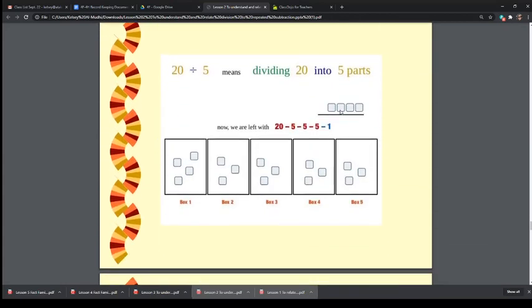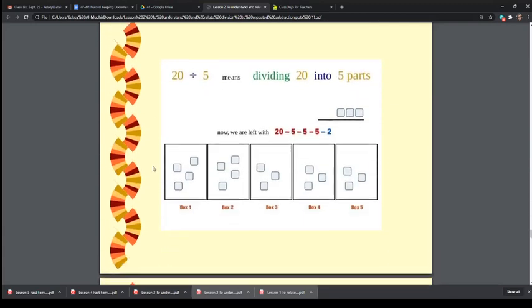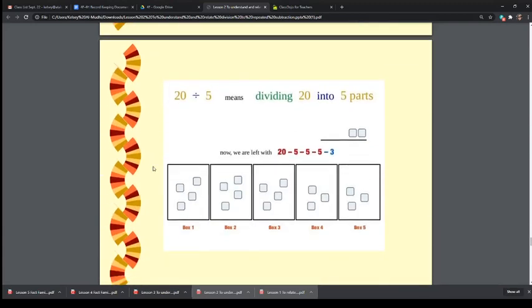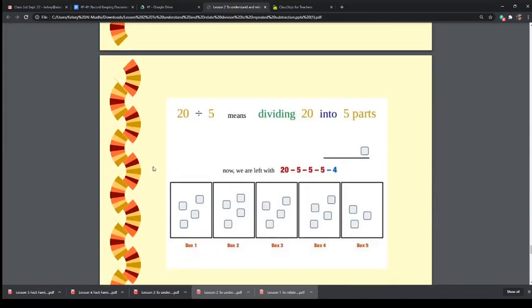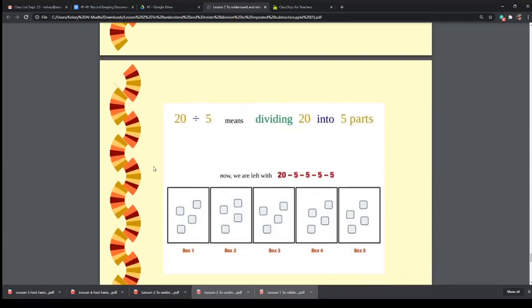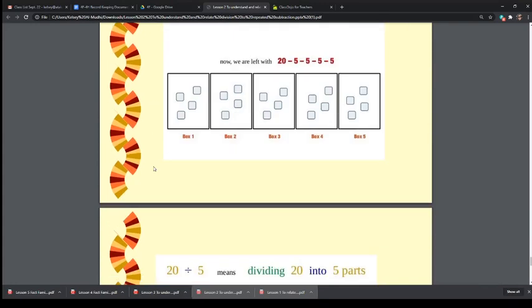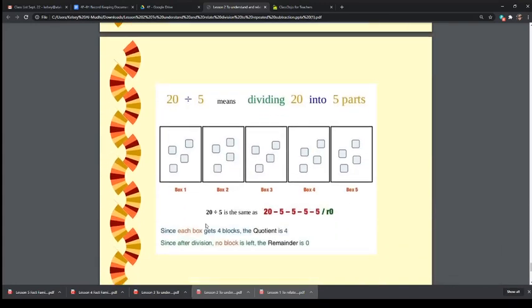And doing it again, remember, when you add a fourth square into a box, you need to start a whole new subtraction. Minus 1, minus 2, minus 3, minus 4, and minus 5. So 20 divided by 5 is the same as 20 minus 5 minus 5 minus 5 minus 5. This means a remainder of 0.